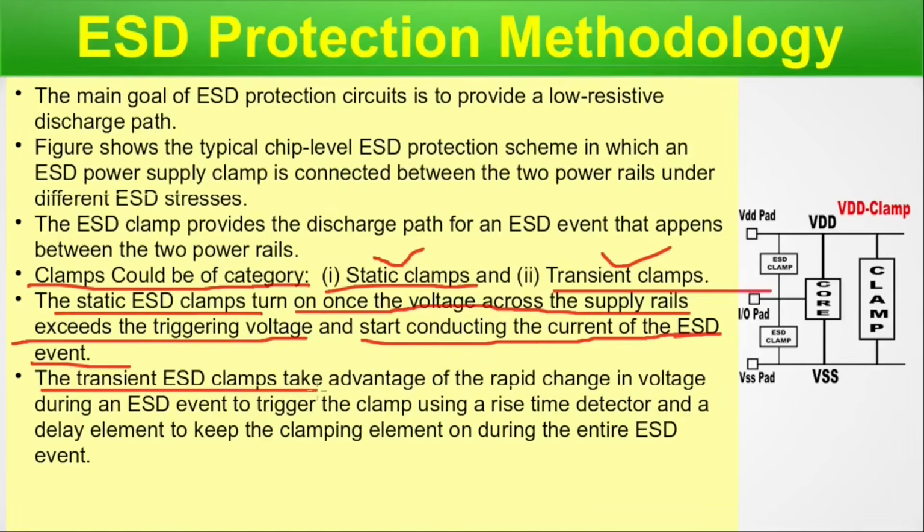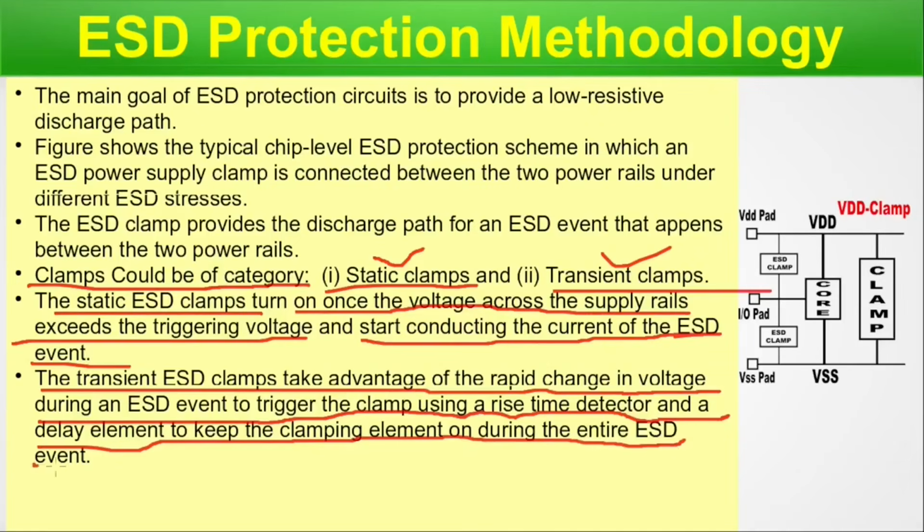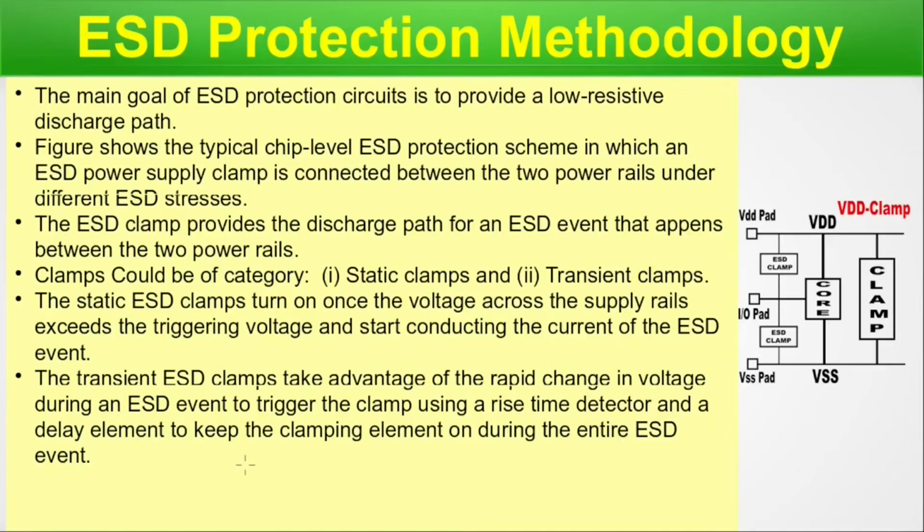The transient ESD clamp takes advantage of the rapid change in the voltage during an ESD event to trigger the clamp, using a rise time detector and a delay element to keep the clamping element on during the entire ESD event which is happening. So the static clamp acts in a different way and the transient clamp acts in a different way. Transient clamps act during a circuit operation and the static one acts based on the voltages in the power rails. If there is a danger level, it starts acting, and in the transient, during the transient operation, if there is a danger level, it acts at that point.